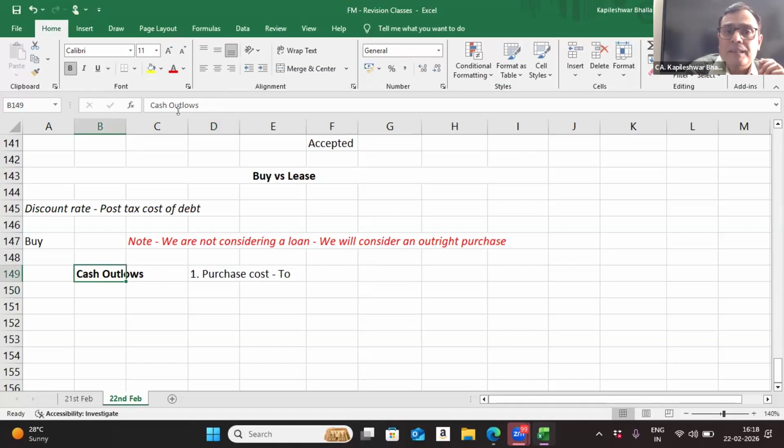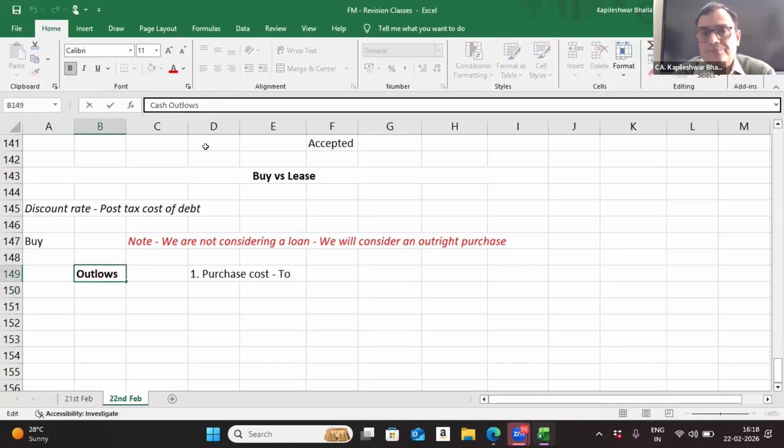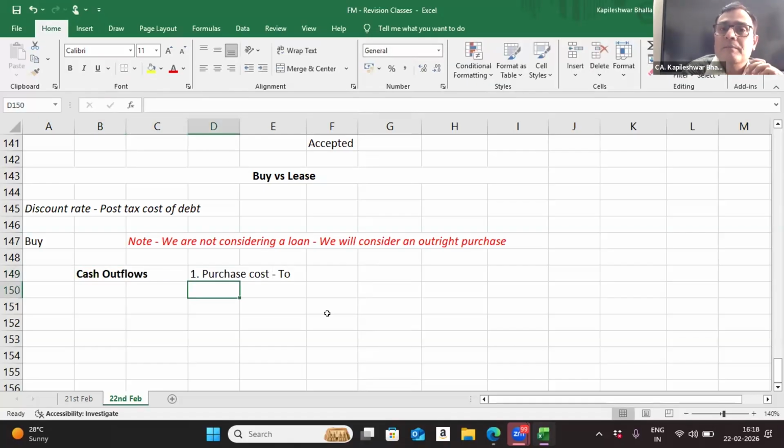Yes, there can be a maintenance cost as well. That's right. So there could be a maintenance cost as well. I agree. Anything else? Or can I say typically this will be the only cost which will happen? And then I think we can take the cash inflows.